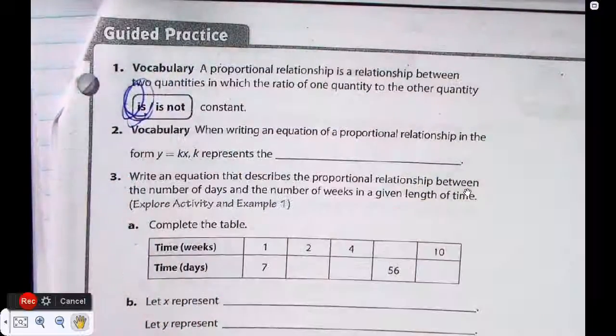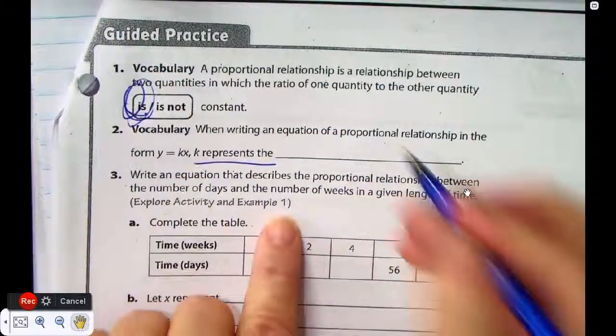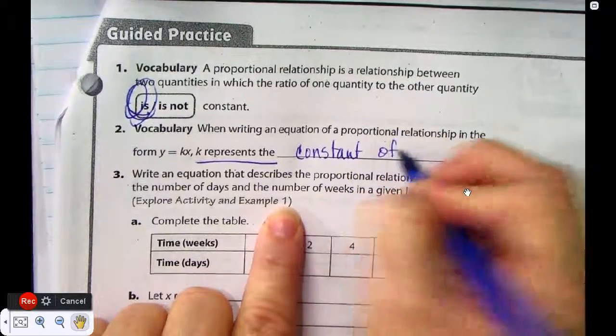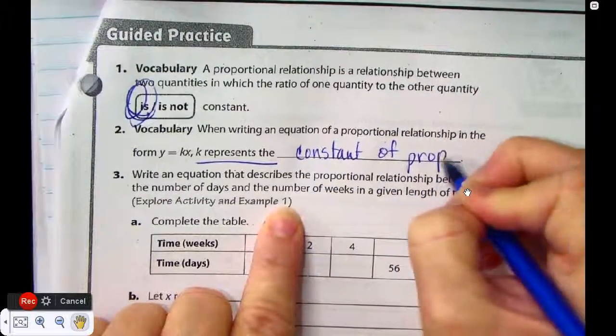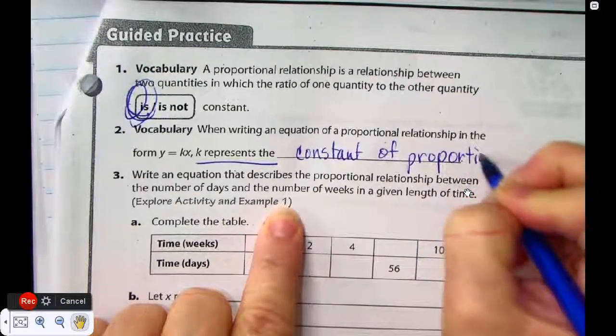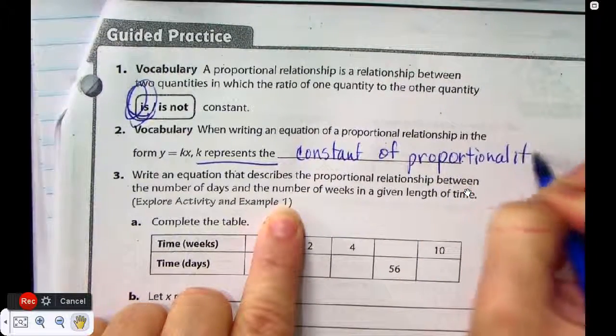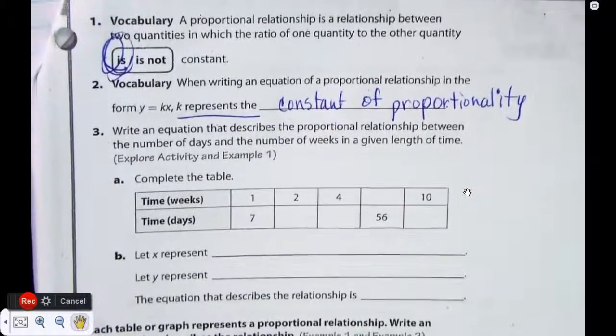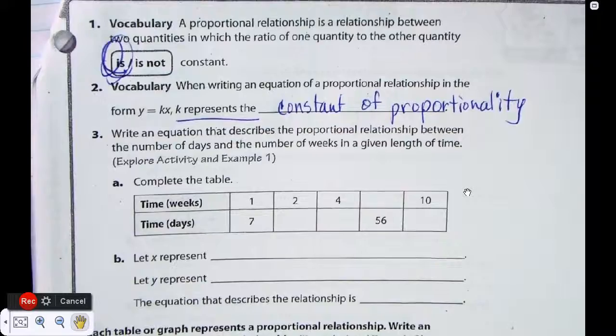So what do we call that K? What is K called? Constant of proportionality. Divide it up. It's a long word, but if you divide it up, you can spell it. Proportionality.